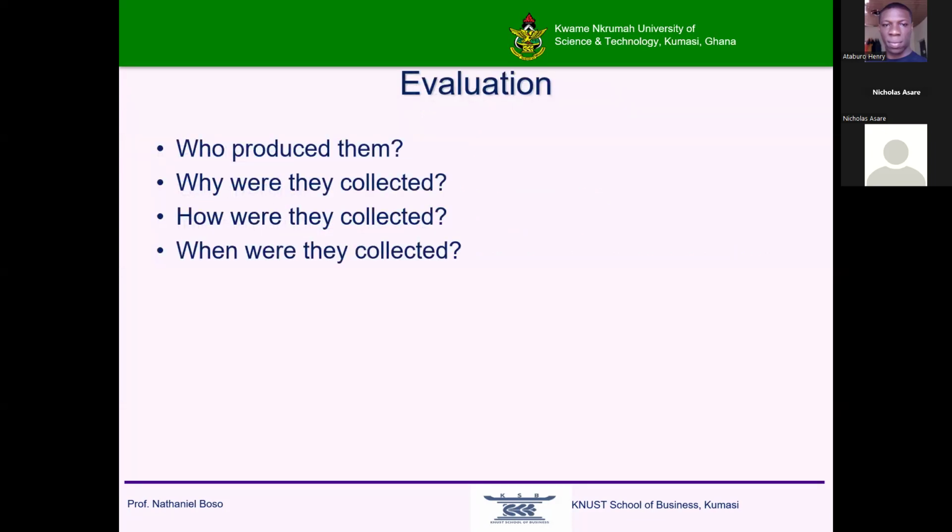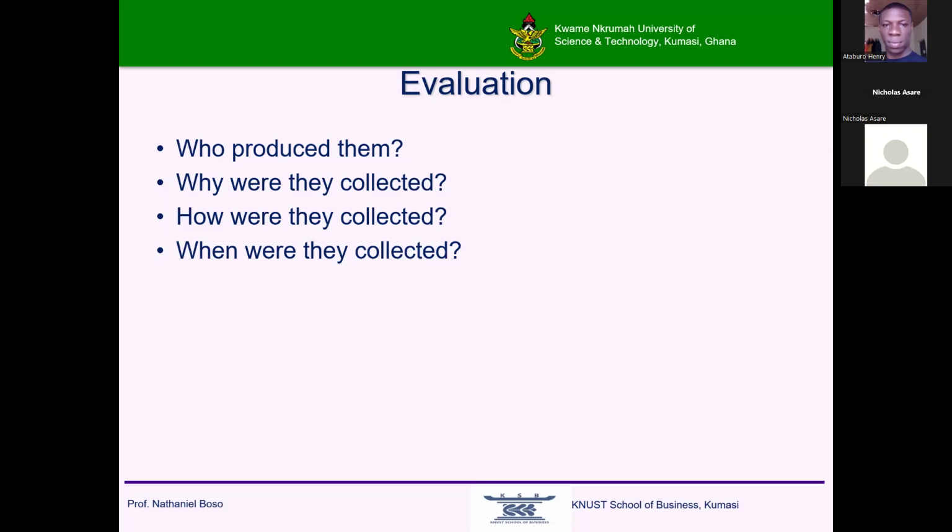Now, when you pick data, you need to think about certain things about the data. Who produced them? Who constructed them? Why were they collected? For what purpose were they collected? How were they collected? What was the strategy, the methods or the approach used in collecting the data? And then when were they collected? The time they were collected.